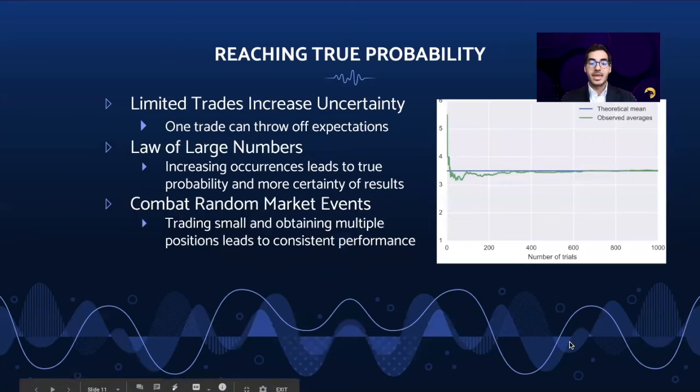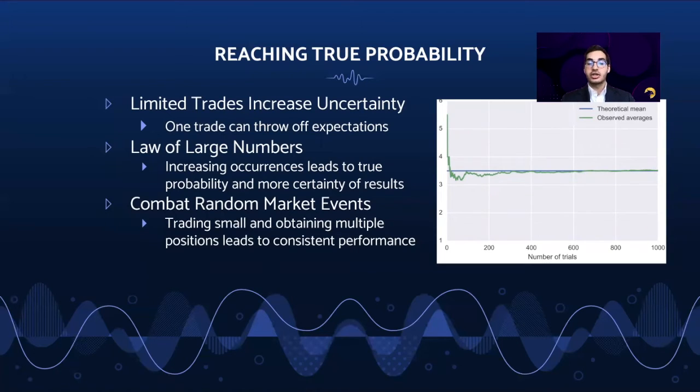So next up, reaching your true probability. With a small number of occurrences, it is unlikely that we reach our true expected probability. Let's imagine that we place a trade with a 70% probability of success and we allow ourselves 10 occurrences. To reach our true probability of success, we will have to have exactly 7 winners and 3 losers each time. With this small sample size, it's too easy to have one trade go awry and alter our results.